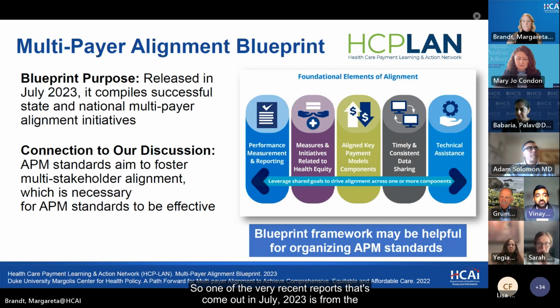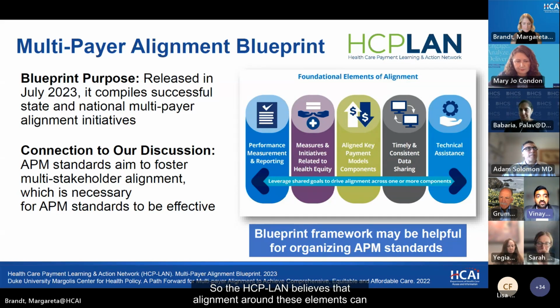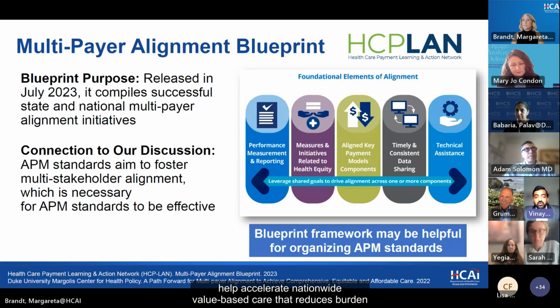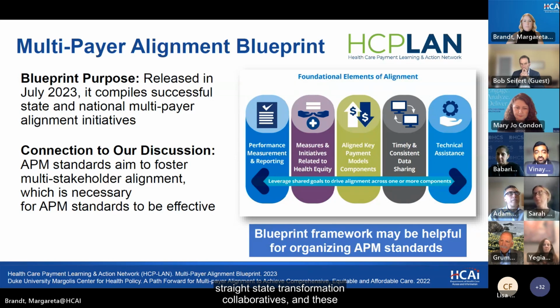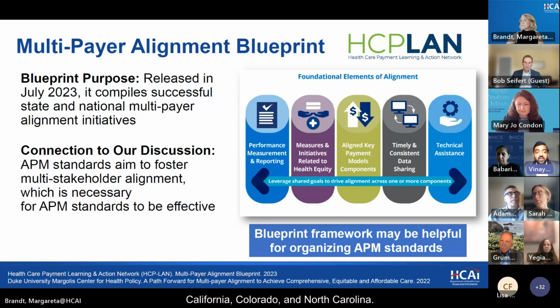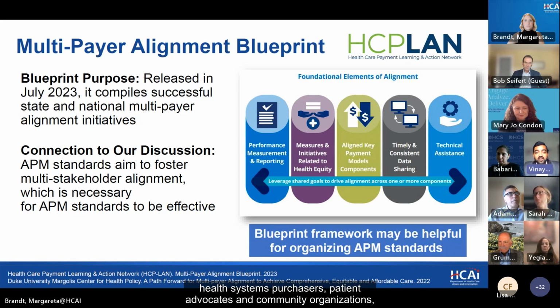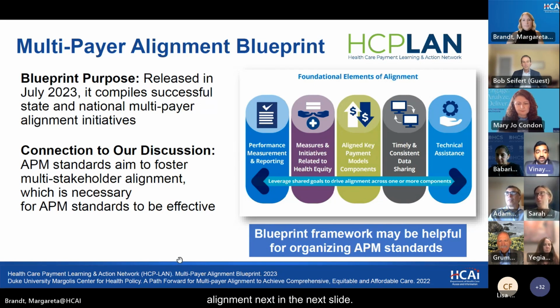One of the very recent reports that's come out in July 2023 is from the Healthcare Payment Learning and Action Network, and they released something called the Multi-Payer Alignment Blueprint. It's a guide to achieve directional alignment of public and private payers across these 5 foundational areas that you see on the right in the graphic. The HCP LAN believes that alignment around these elements can help accelerate nationwide value-based care that reduces burden and improves quality. The blueprint is based on multi-payer alignment initiatives from state transformation collaboratives based in Arkansas, California, Colorado, and North Carolina. The collaboratives included payers with input from providers, health systems, purchasers, patient advocates, and community organizations. It uses the lessons learned from these initiatives and also adds some examples from national efforts. We're going to delve into these 5 foundational elements for alignment in the next slide.